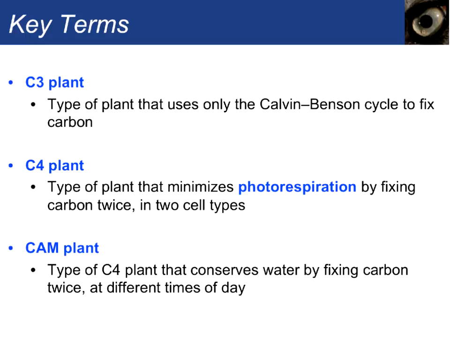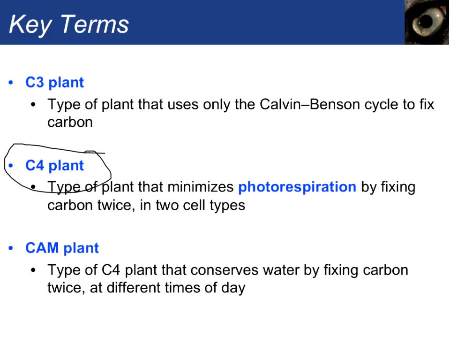Plants get around photorespiration using different processes. A C3 plant is a type of plant that uses only the Calvin-Benson cycle. This type of plant isn't as worried about being dehydrated, so there's plenty of water around for a C3 plant. A C4 plant is a type of plant that minimizes photorespiration by fixing carbon twice in two different cell types. And then a CAM plant is a type of C4 plant that conserves water by fixing carbon twice at different times of the day.